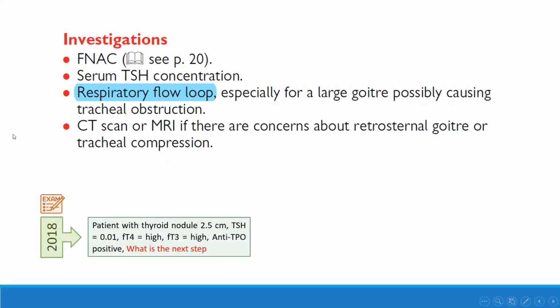In a previous exam, they asked a question about a patient presented with a thyroid nodule and the TSH is low. What is the next step? If TSH is low and there is a thyroid nodule, what is the next step, Dr. Mahawish?